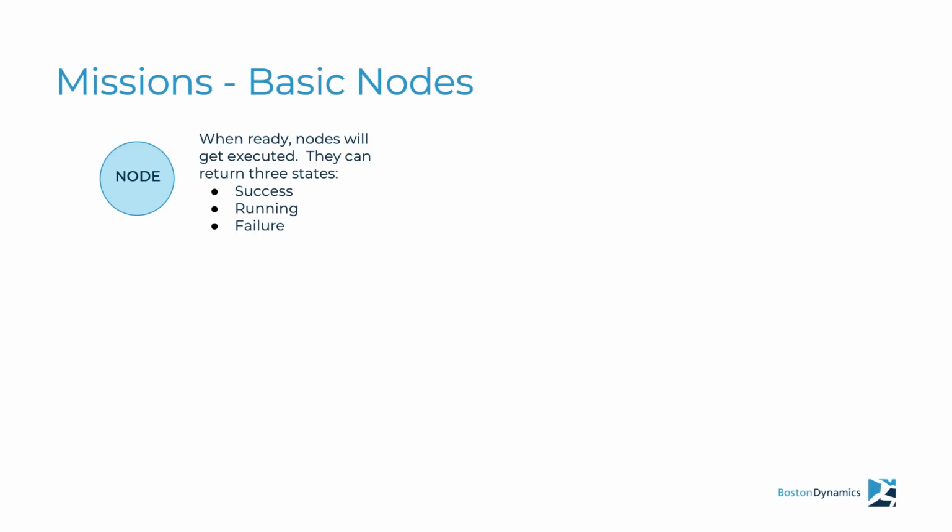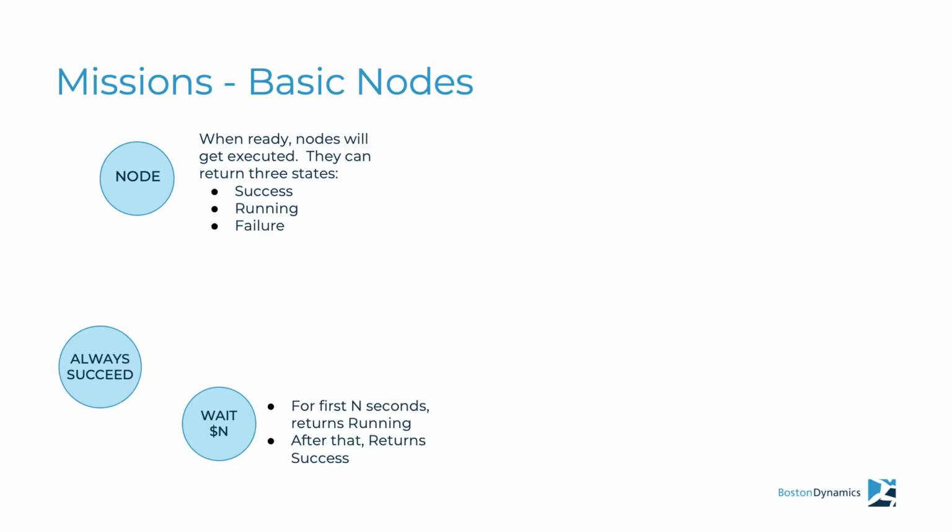So let me give you some examples of some simple nodes. The simplest node is always succeed. Every time this node gets ticked, it just returns success right away. A slightly more complicated node is the sleep node or the wait node. That node has a parameter, which is the amount of time that you want the robot to wait for. This node will return running until the amount of time that you've specified in the parameter passes, at which point it will return success.